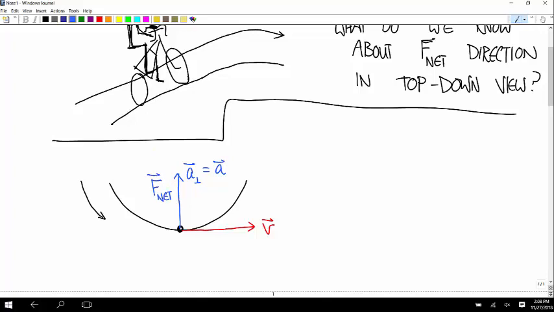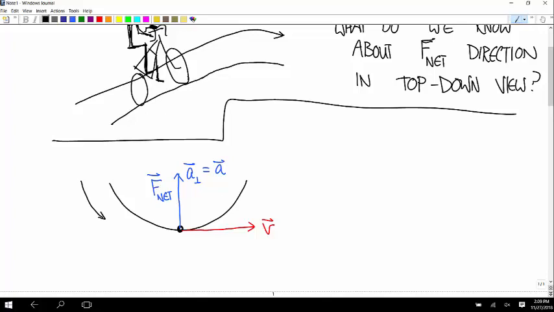Yes? That's what, yeah, this picture with the vectors on it is supposed to be a bird's eye view. That's perpendicular. That's the part that's perpendicular to the velocity.